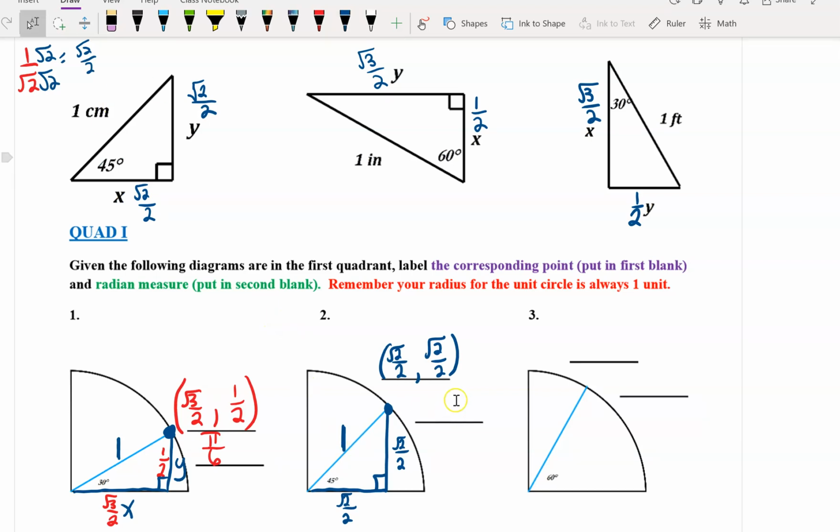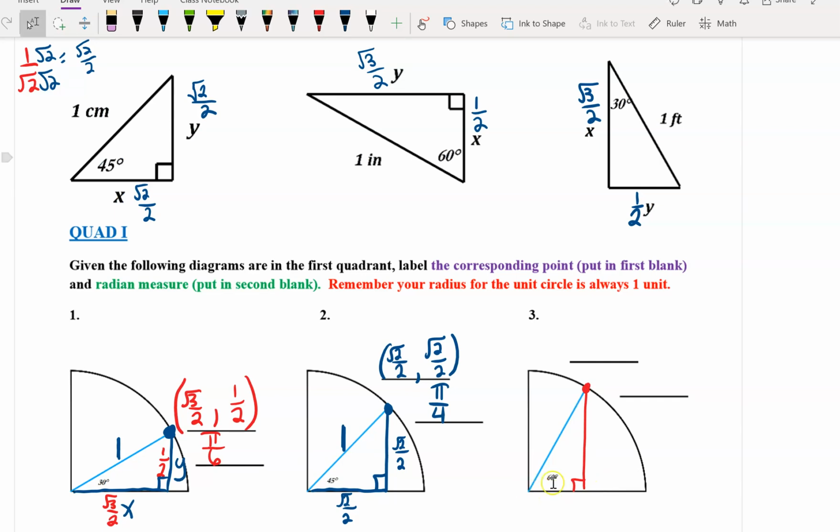And then the next thing we need to do is write the angle in radians. 45 degrees is always pi over 4. All right, and then the last one in quadrant 1, we need to find this coordinate point.